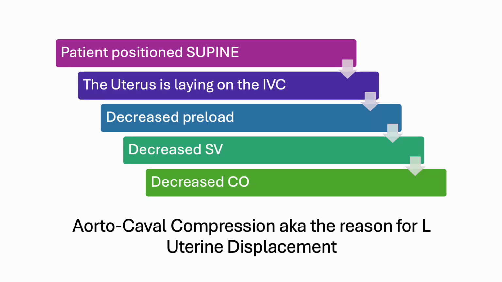Aortocaval compression is very important, because this is the reason why we do left uterine displacement for our patients. When you lay a patient flat, you're going to have a baby laying on the IVC. That's not good in any situation. So when the uterus is lying on that IVC, you are going to decrease your preload, decrease your stroke volume because you have decreased preload, and decrease your cardiac output, which is bad, very bad. So you want to lean them off a little bit to the left so that you offload that uterus and you're not putting as much pressure on the inferior vena cava or IVC.